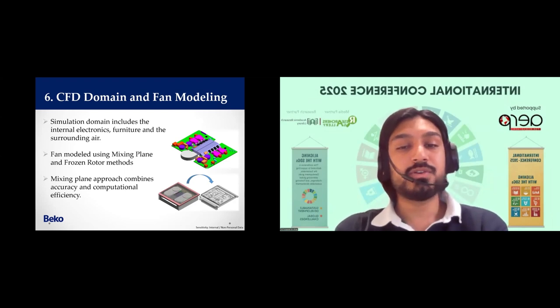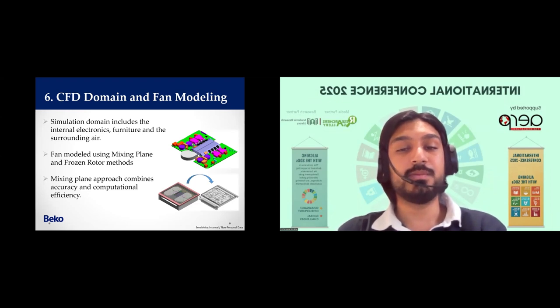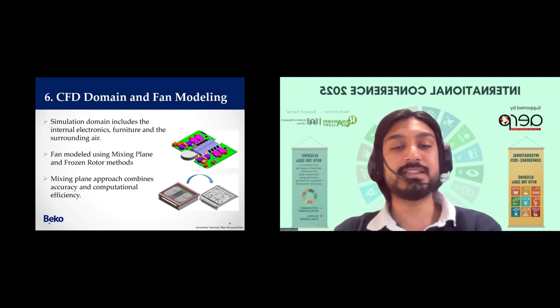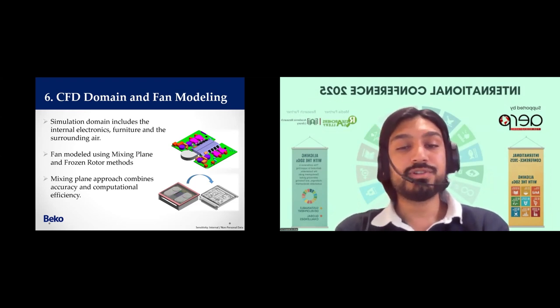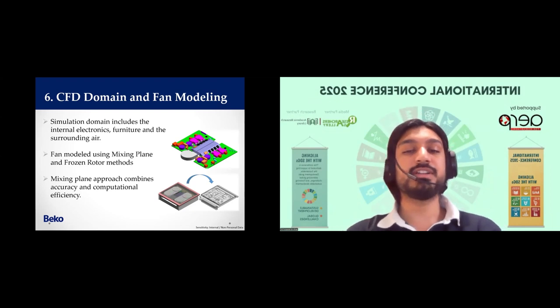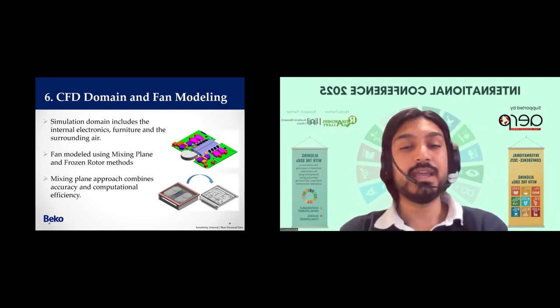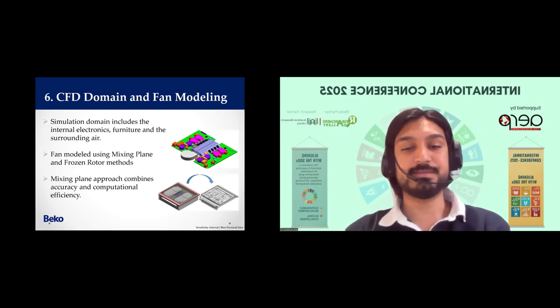The CFD domain included both the solid regions, like the heatsink, chassis, and the electronics, and the fluid regions of the air. The radial fan was modeled using 2 steady-state approaches, the frozen rotor and the mixing plane methods. The frozen rotor method assumes a stationary blade region in the rotating reference frame, while the mixing plane method averages flow quantities between the rotating and the stationary domain. The latter provides better flow continuity and similar accuracy to the transient simulations, but at a fraction of the computational cost. This made it ideal for our induction hob case.